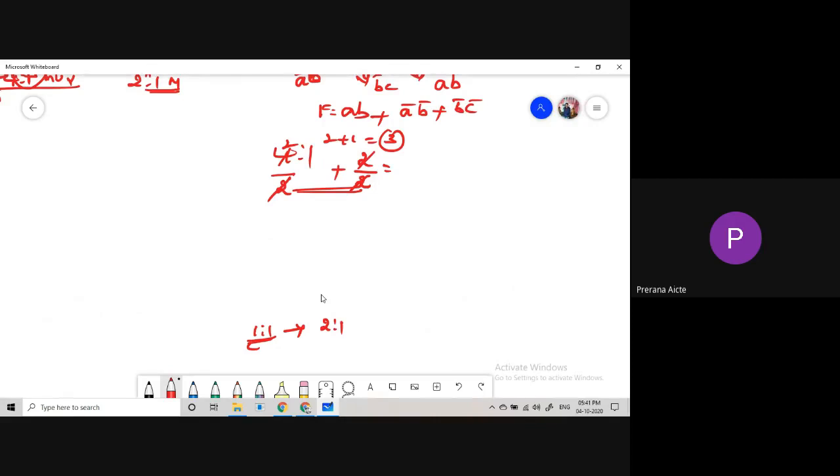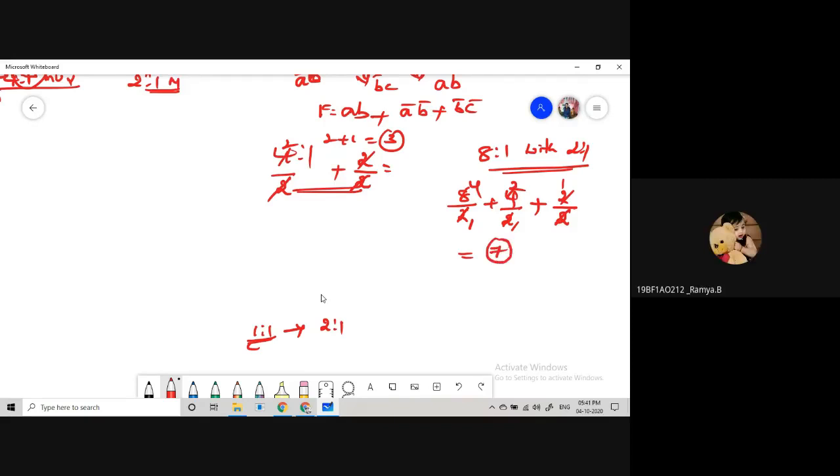Is it okay? Yes, sir. Then similarly, if you want to construct an 8/1 multiplexer with 2/1 multiplexers, how many 2/1 multiplexers are required? 5, sir. So first we are taking 8/2. So 2 ones are 2 fours plus 4/2, 2 ones, 2 twos plus 2/2, so 1. So the total answer is 7. Is it clear?